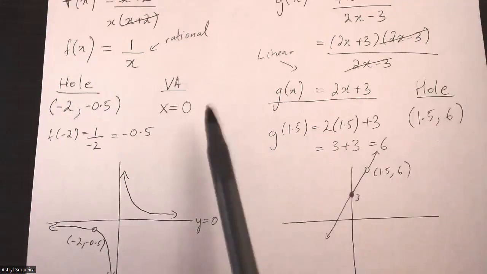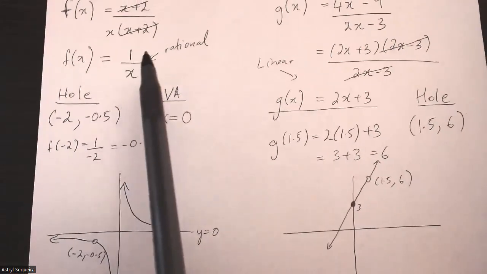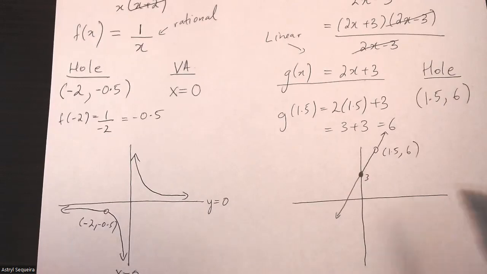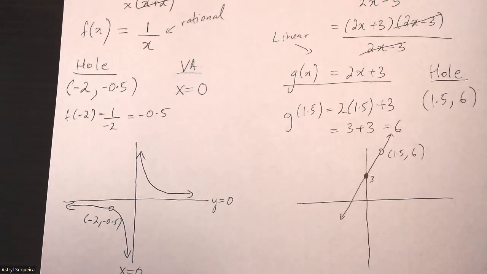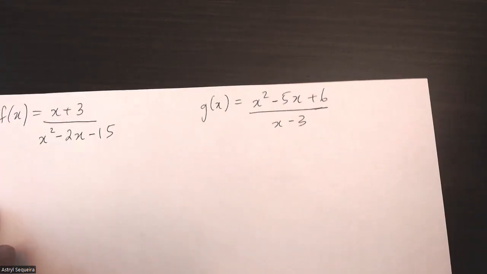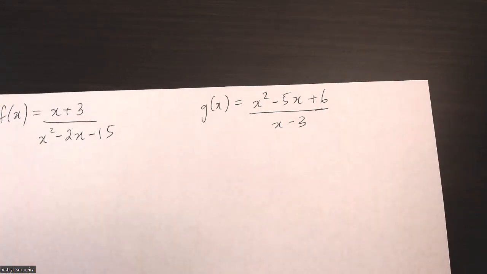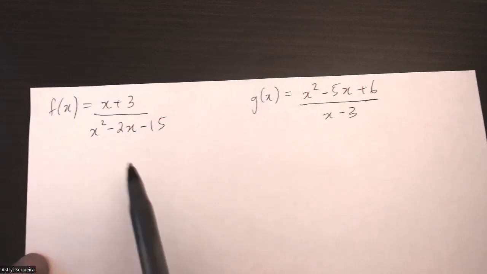So that's the main difference in this topic. You just need to decide whether it's a rational or linear function and then sketch it accordingly. Let's do another example over here. I've got 2 more examples, similar practice. Start with this first one over here.